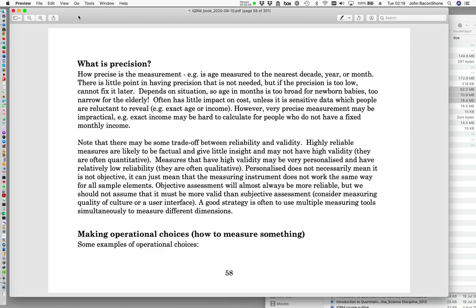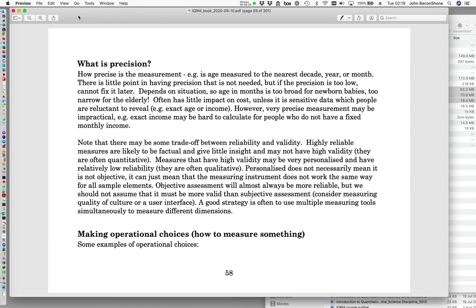Now the third criteria that I talked about was precision. Precision again has an everyday meaning, but here it is essentially the level of accuracy to which we have made the measurement. So for example, age. If we're measuring age, a relatively crude form would be to the nearest decade. We could measure it to the nearest year or even month or even day. So if, for example, we know someone's exact birth date, then clearly we know their age down to the day.